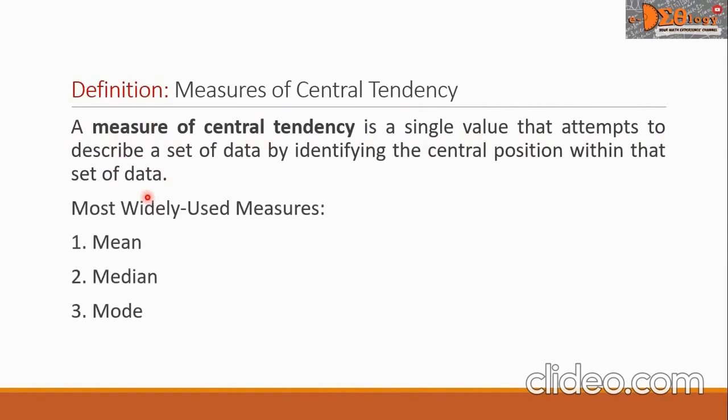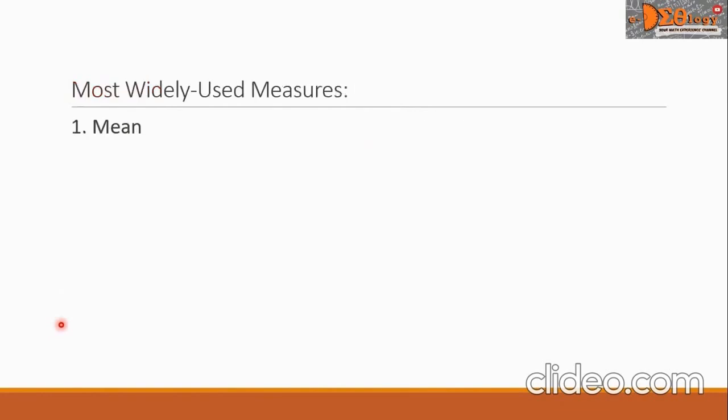There are three most widely used measures. The first is the mean, next is the median, third is the mode. Let us discuss the measures one by one.